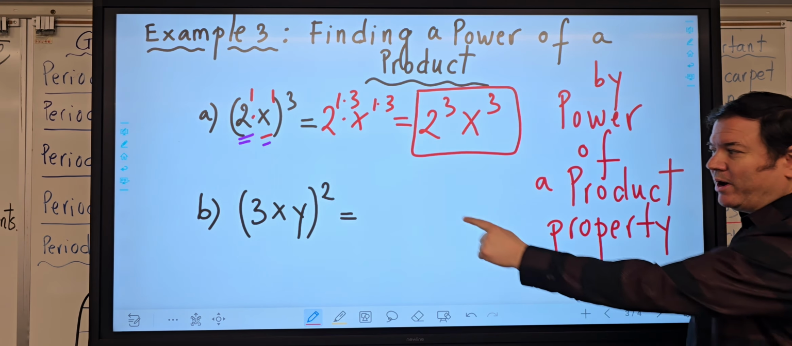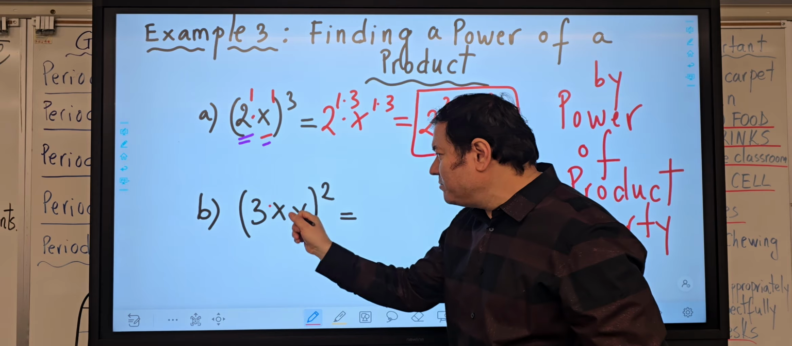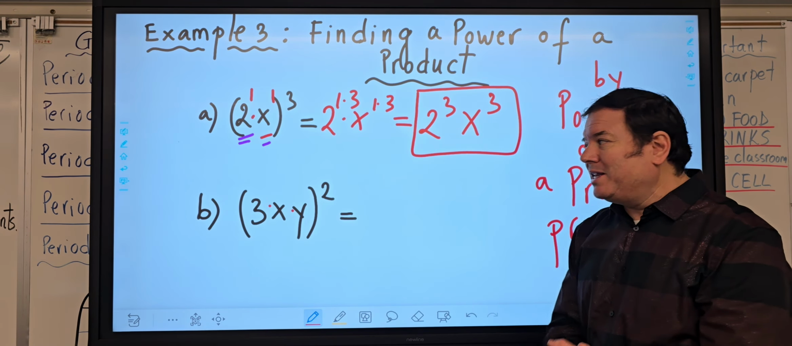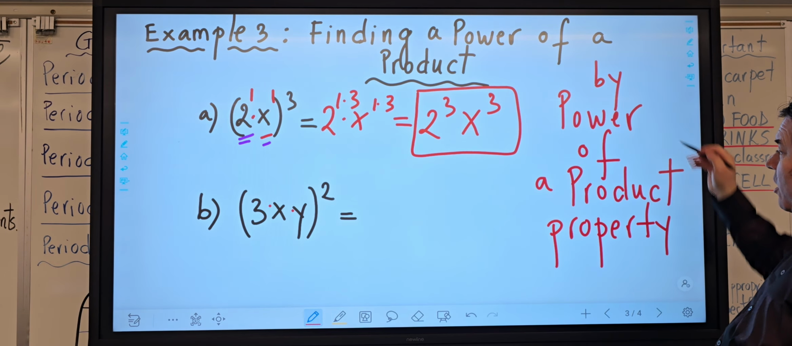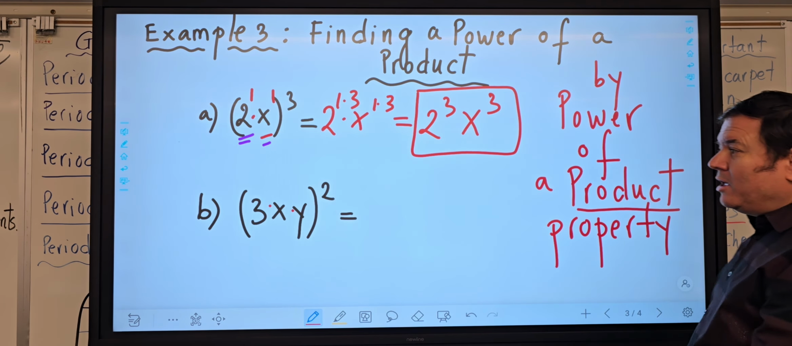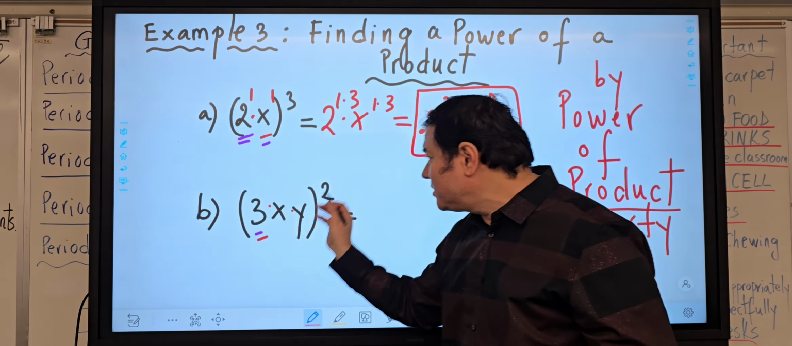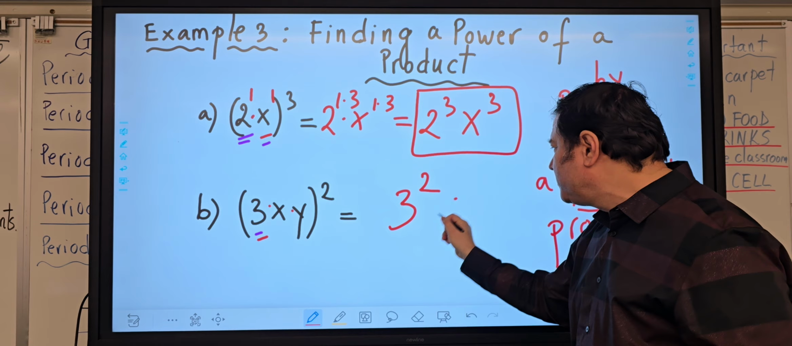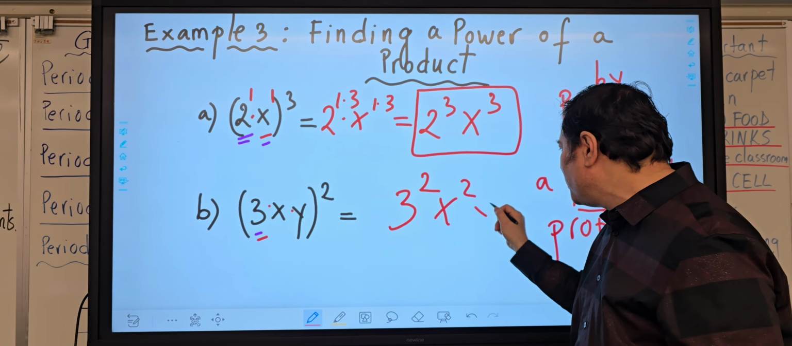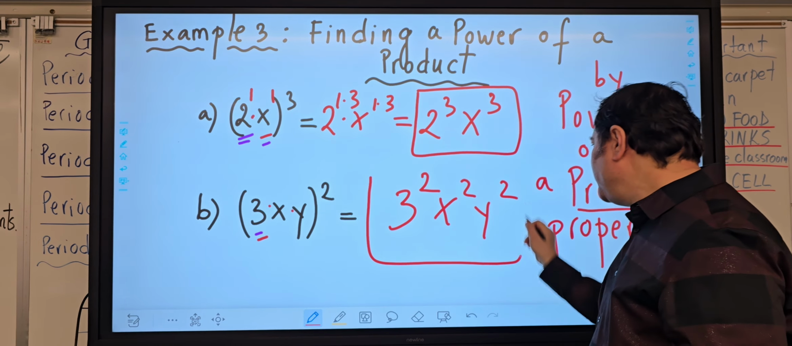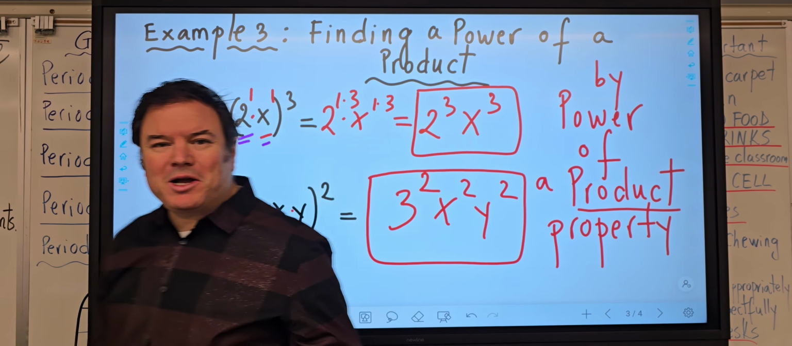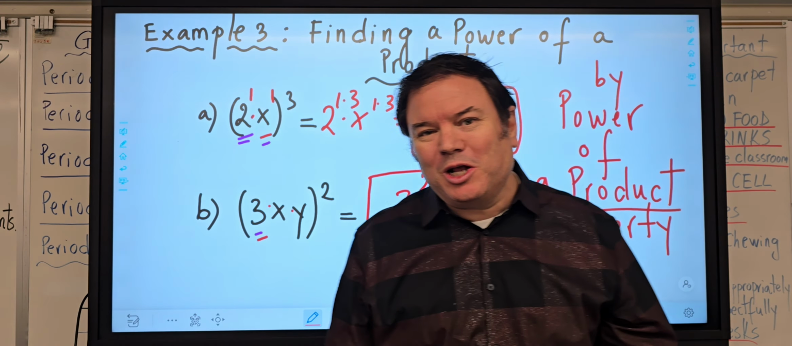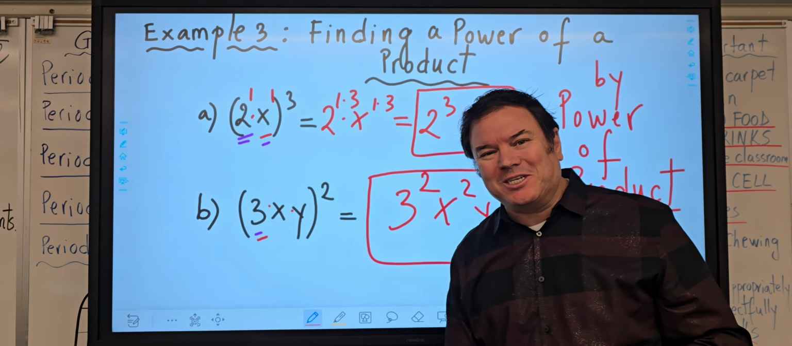And finally, B, we have 3 as a base times x as a base times y as a base in a parenthesis raised to the power of 2. And again, by the power of a product property, each of these bases should be raised to this power. So the final answer should be 3 to the power of 2, x to the power of 2, and y to the power of 2. Final answer. Okay, they are not very complicated. Just please remember those properties that we actually discovered ourselves by doing inductive reasoning.